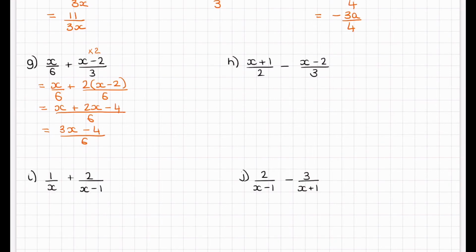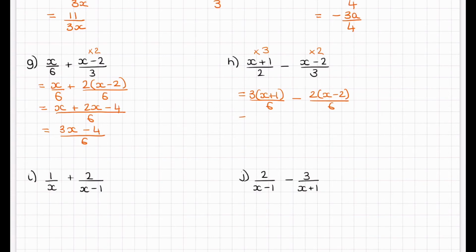Now we have to be really careful with h because we have a minus in the middle of it. And you have to be really, really careful here. This is a common error that gets made. Now we've got x plus 1 over 2 minus x minus 2 over 3. So our lowest common denominator will be 6, which means I need to multiply the first fraction by 3 and the second fraction by 2.